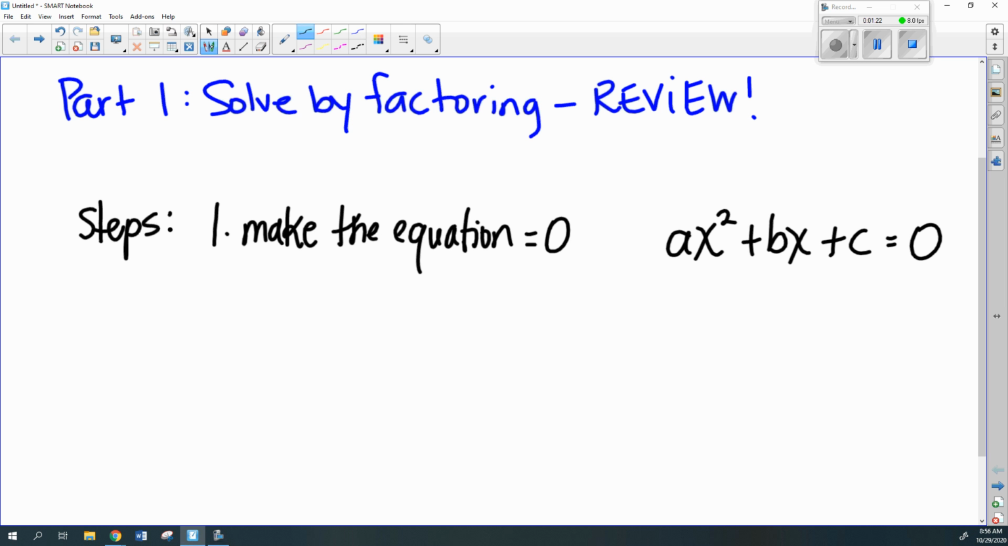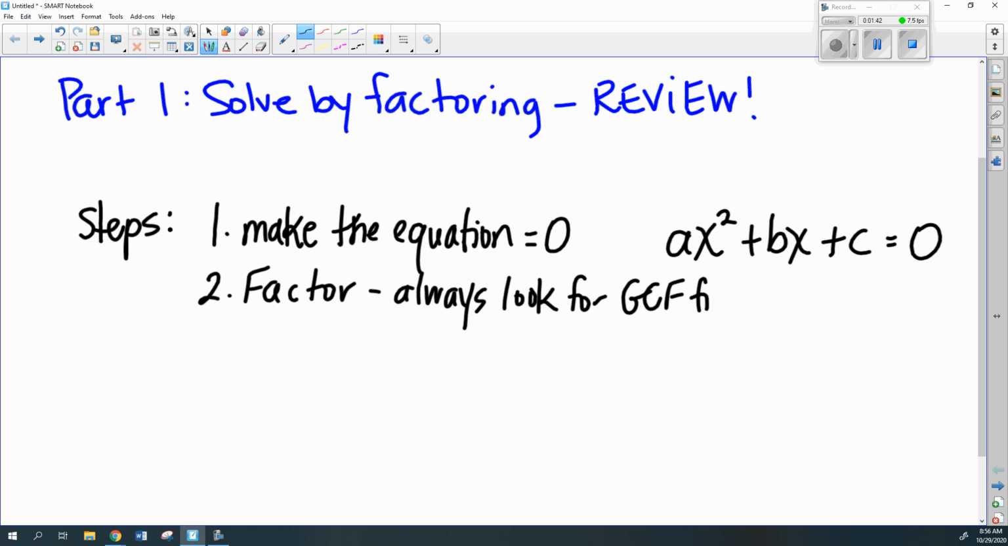Second step, factor. Now, there's lots of techniques for factoring. But you should always look for what first? Remember? Always look for GCF first. Then you would move on to whatever the appropriate method is. So what methods am I talking about? Well, normal unfoil, which is what we reviewed when we happened to be solving radicals. But there's also the AC method, and there's dots. So we're going to review a little bit of each today.